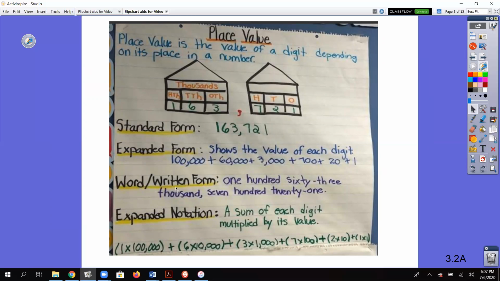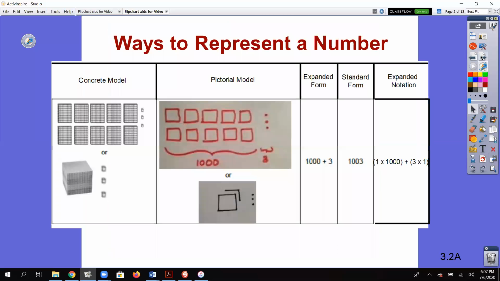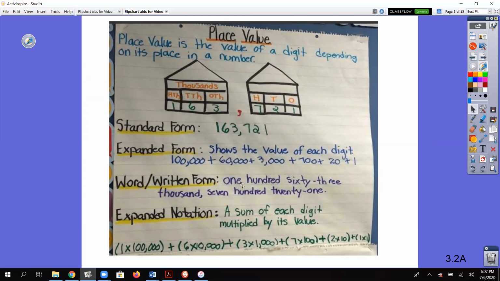Word or written form, that's in words, and this one didn't have that. You also can show it in written form, and that just means you're spelling it out. And then you have expanded notation, like we just reviewed. That's the sum of each digit multiplied by its value. Remember, sum is the answer to an addition problem.